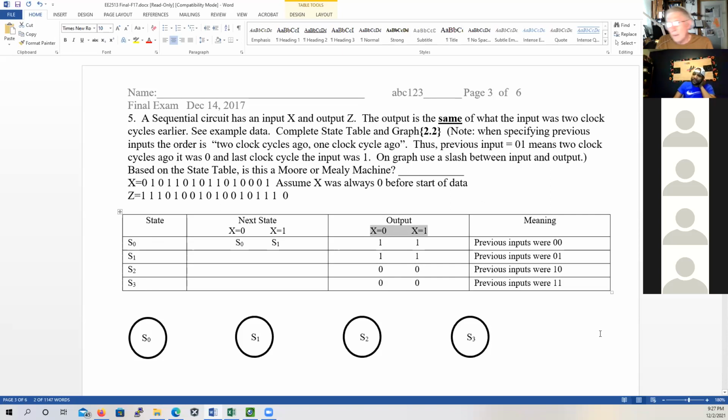Now, of course, we know from doing our state machine charts that we can have Mealy outputs and other outputs in the same problem. Some can depend on just the states, and then some can depend on the state and the next input, which would be Mealy's.